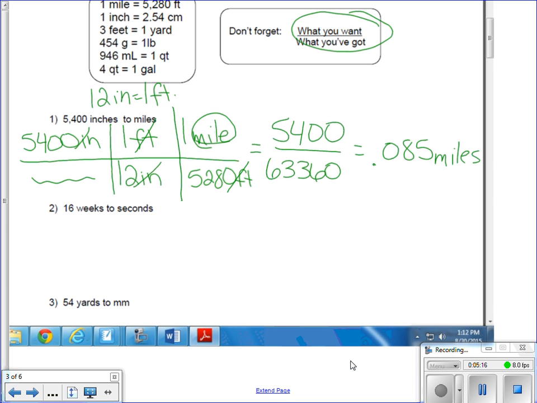All right. If you'll notice, I put a squiggle line in the box underneath 5,400 just because we didn't use it. If we were doing something like miles per hour, we would put our miles on top and our hours in that bottom box, but we just didn't need it this time.